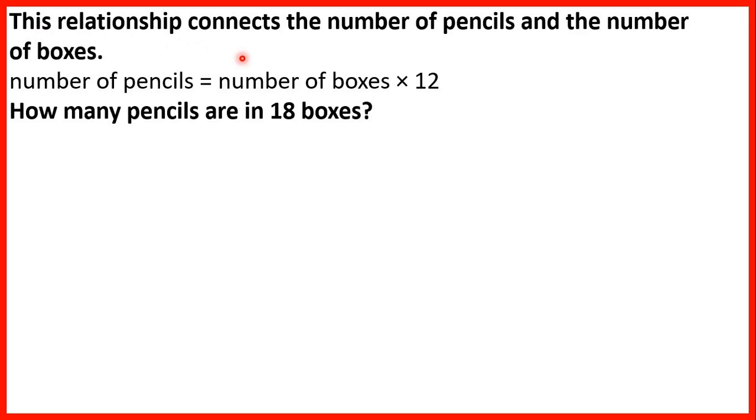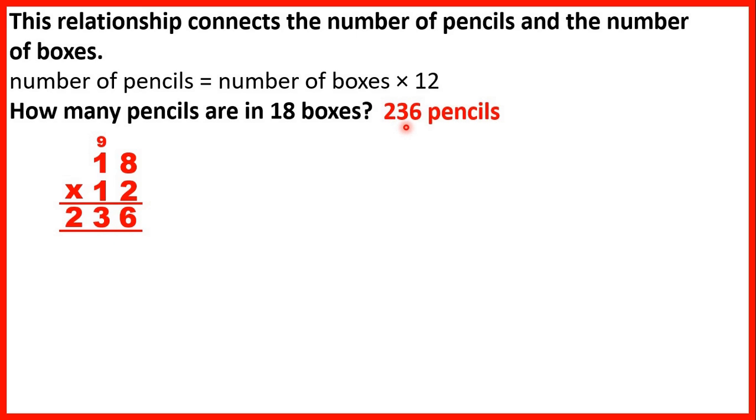This relationship connects the number of pencils and the number of boxes. Number of pencils equals number of boxes times 12. How many pencils are in 18 boxes? So if the number of boxes is 18, to find the number of pencils, we need to multiply 18 by 12. We can use short multiplication, and that gives us 216 pencils.